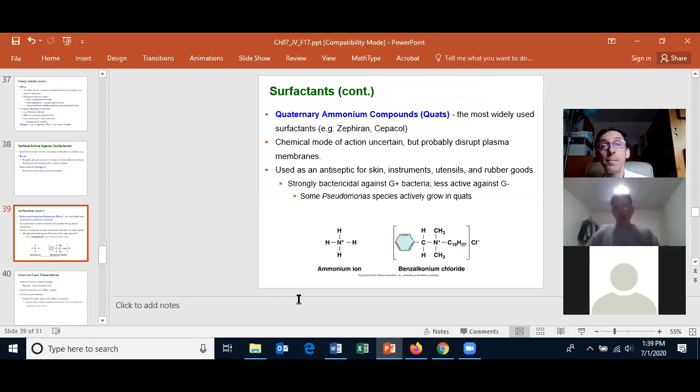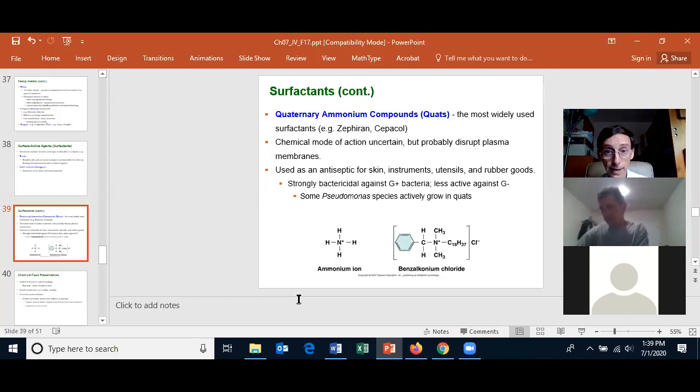Quaternary ammonium compounds, also called quats, are the most widely used surfactants in the hospital. They can be used in the home as well. Cepacol is an example. The chemical mode of action is uncertain, but probably disrupts plasma membranes. They can be used as an antiseptic for the skin, cleaning surgical instruments. They can be used to clean utensils and rubber gloves.